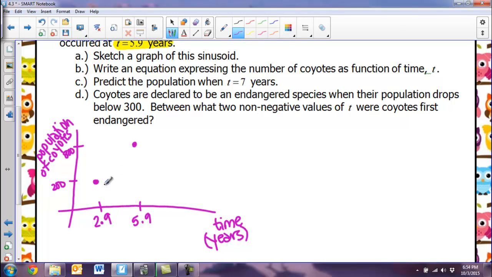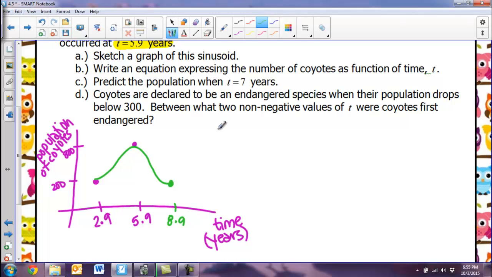Okay, and with this, I don't have a full cycle. I know that it's a periodic function, but I don't have a complete cycle to look at. But knowing this information, I can infer that it took 3 years to reach that next low point. So 3 years after 5.9 would be 8.9, and since it was at a maximum, it would be at a minimum. So I'm going to use that to draw my graph. You do have to make a couple of assumptions when you're doing these types of problems. Okay, so there's my graph.